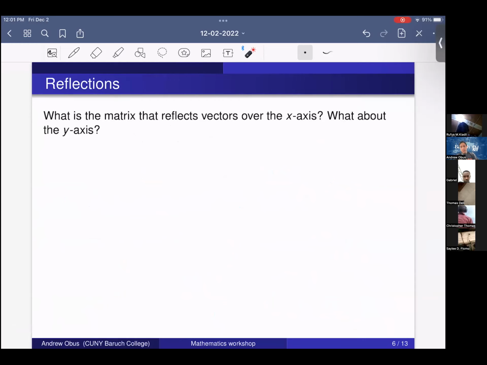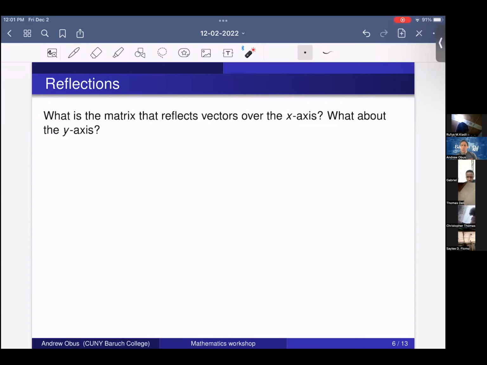So we talked last time about rotations. I want to talk today about reflections, instead of rotations. So let's start with a basic example. What is the matrix that reflects vectors over the x-axis? And what about over the y-axis?